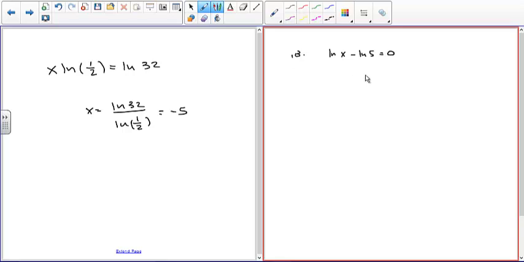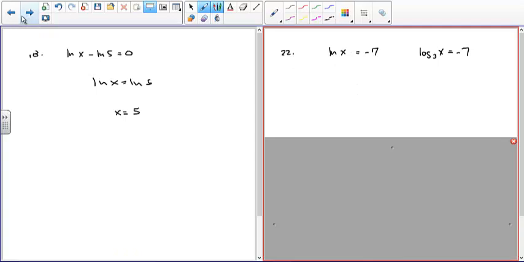Okay, here, all I really have to do is move this term to the right-hand side. And because they're both the natural log, you can say x equals 5. So I think that's the only one I'm going to show for that one.